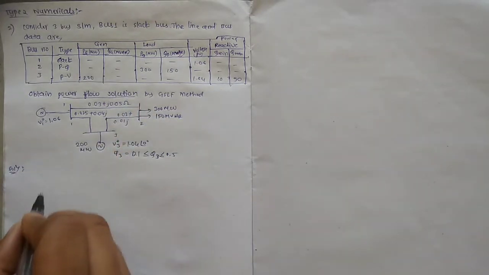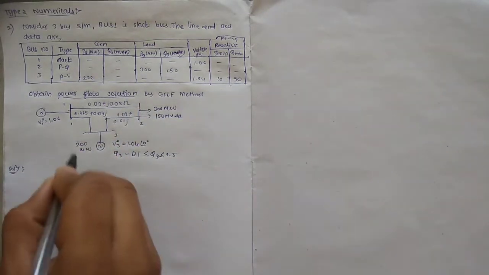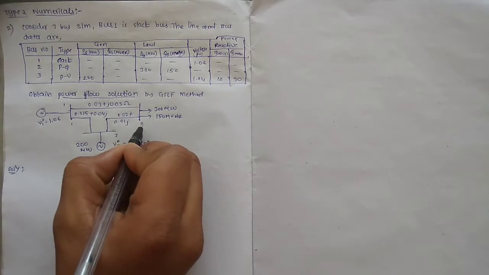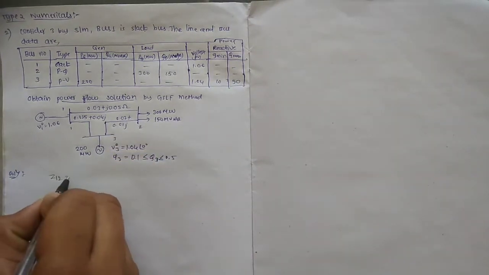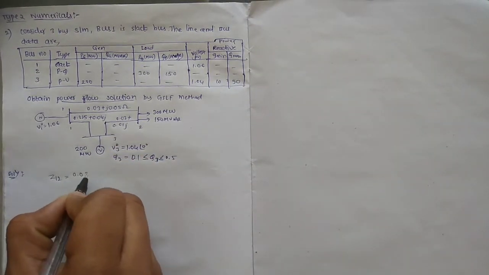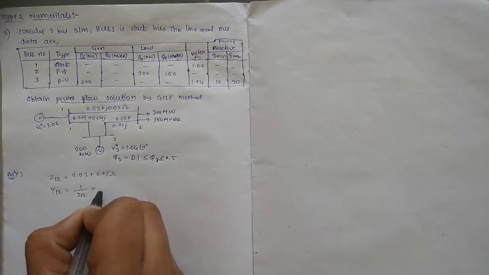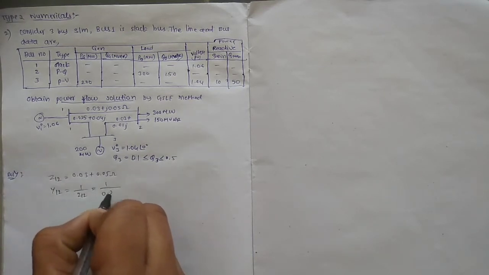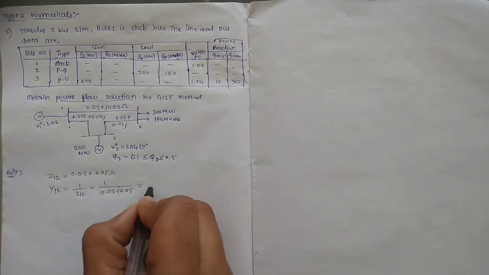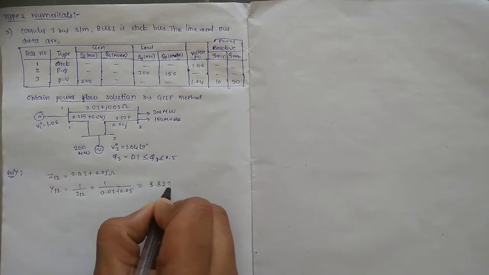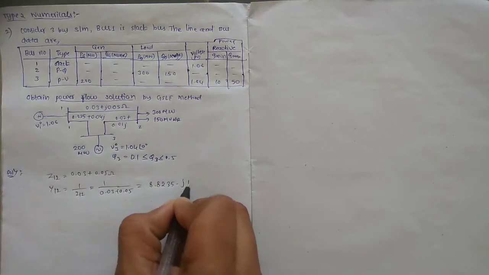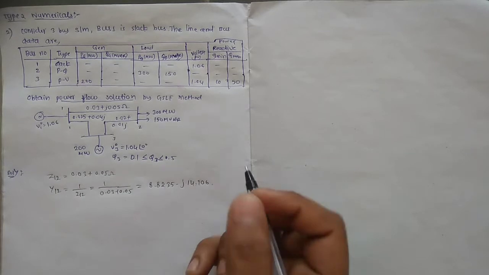Now this admittance, for example Z12, right? Z12 is equal to 0.03 plus j0.05 ohms. To convert this into admittance, 1 divided by Z12, that is 1 divided by 0.03 plus j0.05. This is equal to 8.835 minus j14.706.